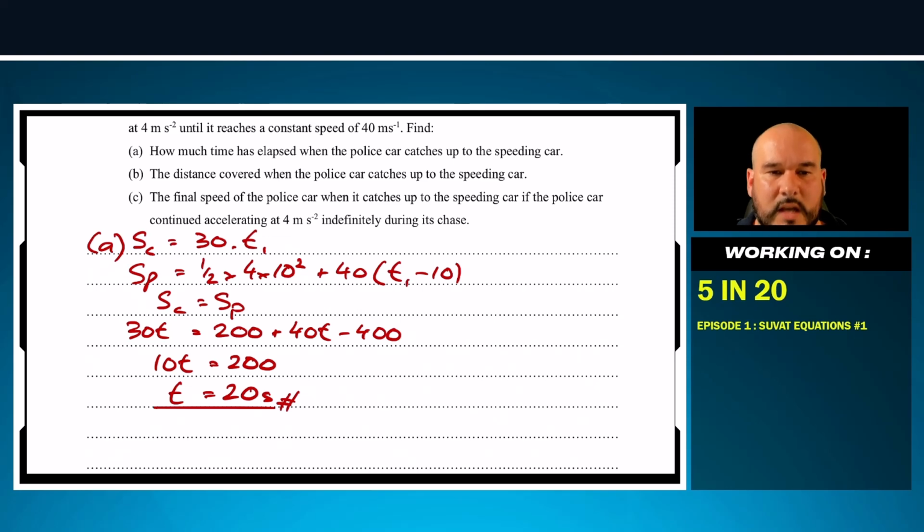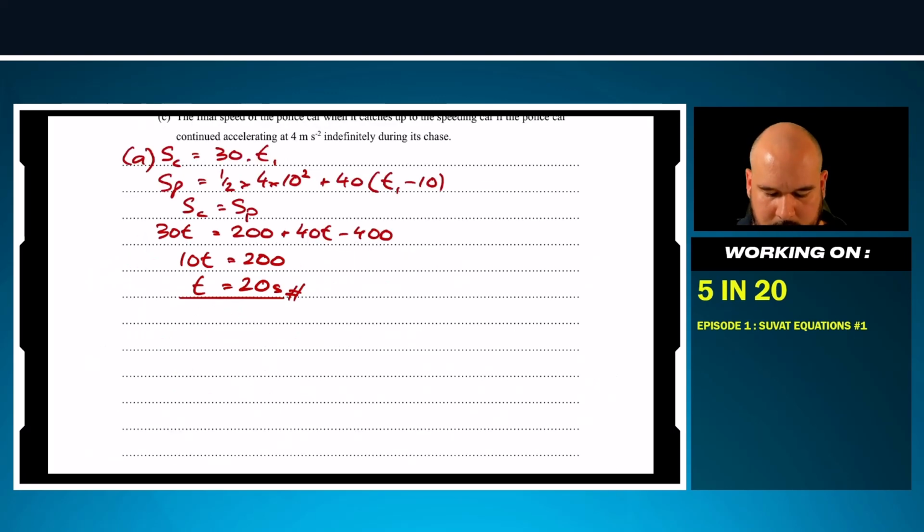Part B, the distance covered when the police car catches up to the speeding car. Now that you have the value of t, this second part is pretty easy. Okay, so we've got the displacement of the car is 30 times t, which is 600 meters. That's the answer. But let's put that 20 seconds back into the expression for the police car, just to confirm, because it should also be 600 meters, because the values of displacement should be the same.